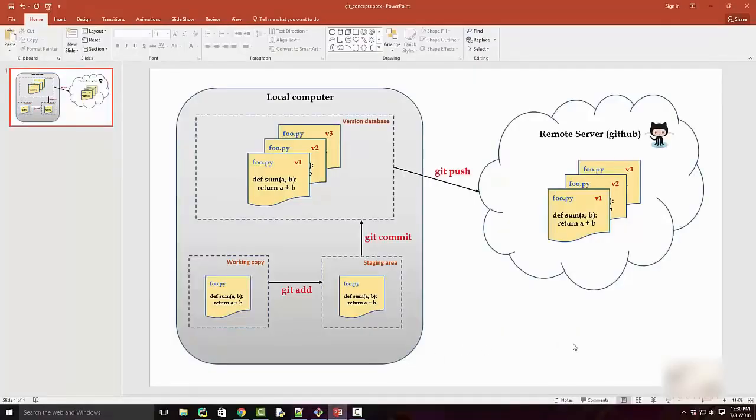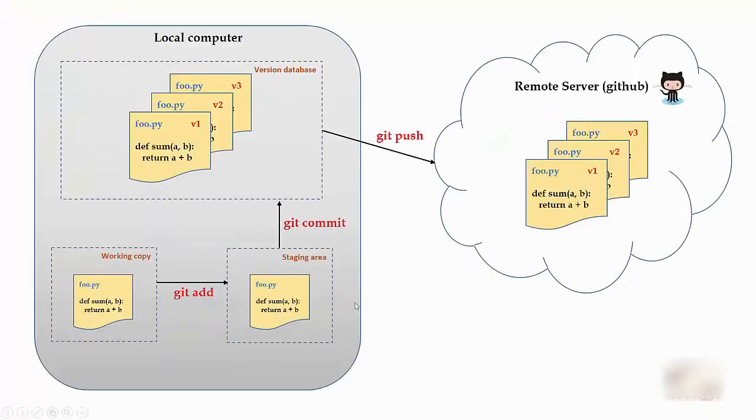If you look at this picture here, what happened is locally on my computer I had this working copy, which is my local code, and whenever I do git add, it moves that code into a thing called a staging area. Staging area means whenever you do git commit, whatever is in the staging area will be committed, and whatever is not in the staging area will not be committed.